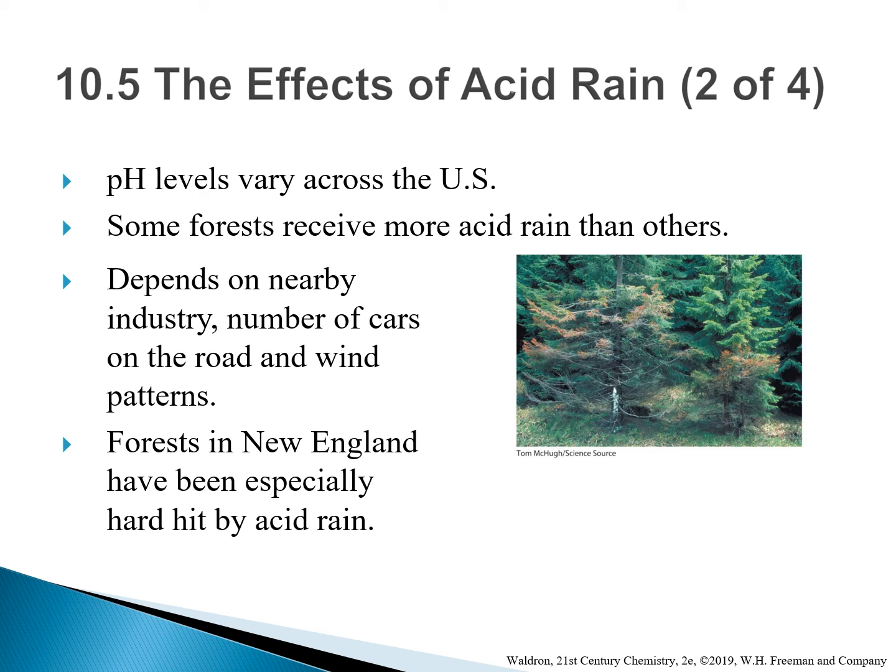Acid rain harms forests as well as bodies of water. pH levels vary across the U.S. Some forests receive more acid rain than others. In areas of heavy industrial activity, where sulfur dioxide is pumped into the air by factories, and areas of high urban density, where cars add nitrogen oxide to the air, the pH of acid rain is lowest. Other areas that are downwind of industrial or urban areas are also affected. This is especially true in the rural areas of the U.S. Northeast. The figure shows a photo of pine trees that have been exposed to the acid rain.